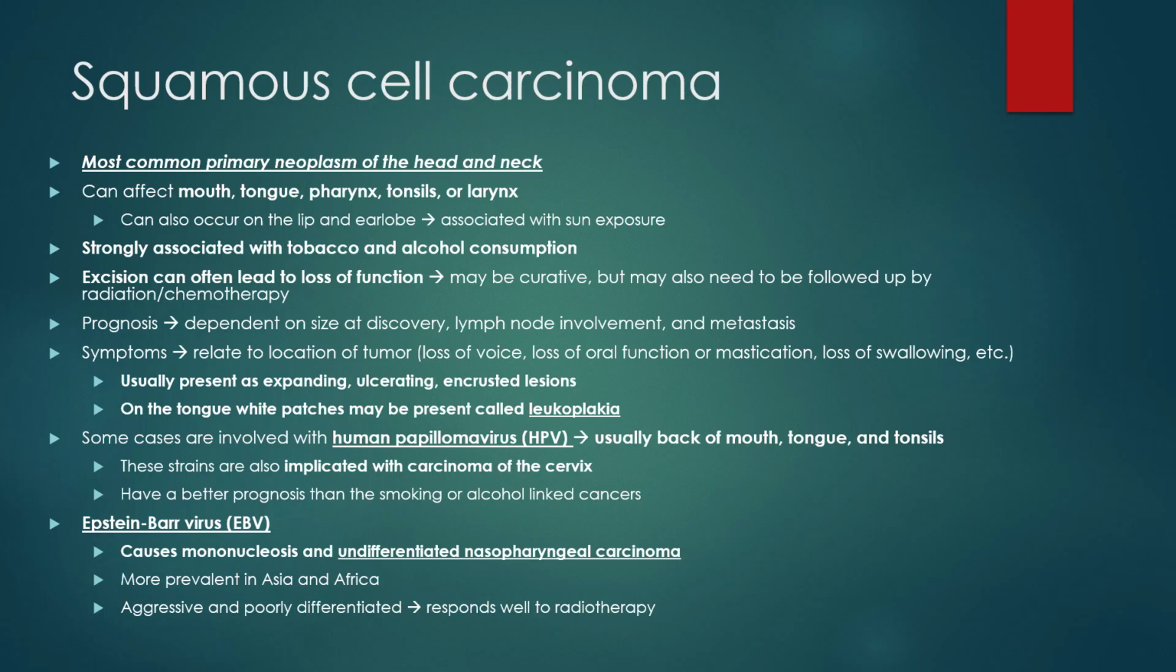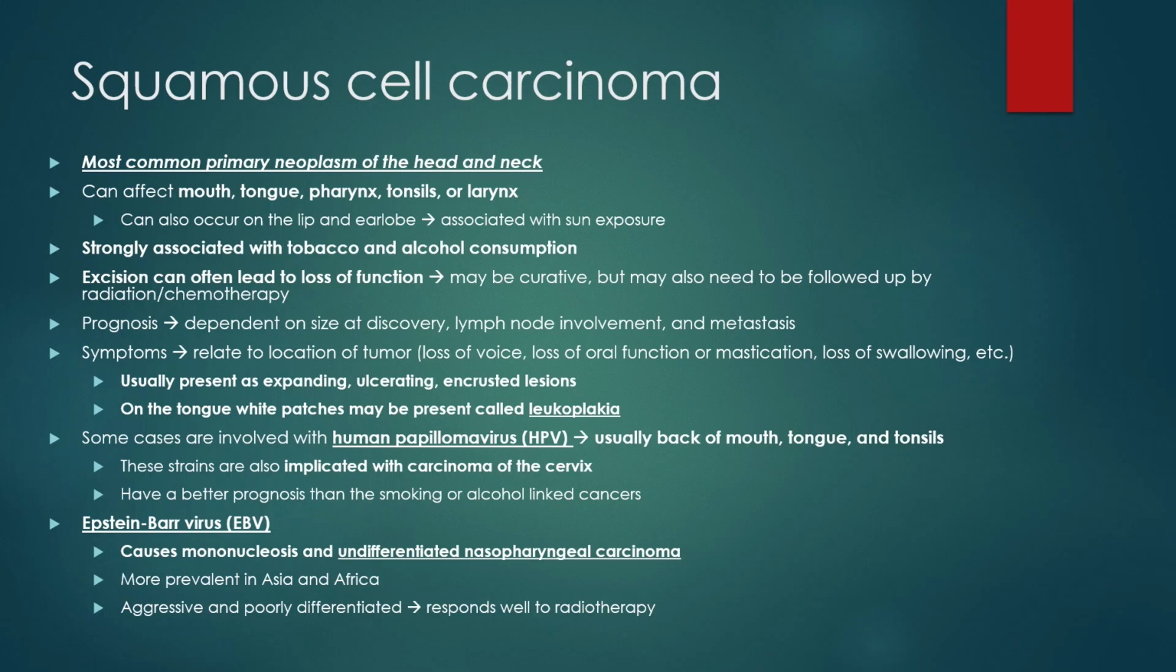Symptoms are highly location dependent. Patients may present with hoarseness or voice changes, difficulty swallowing, pain or bleeding, or visible oral lesions. Grossly, these tumors typically appear as expanding masses, ulcerated lesions, or thickened, crusted plaques. On the tongue, white patches known as leukoplakia may be present. These represent areas of epithelial dysplasia that can precede carcinoma.